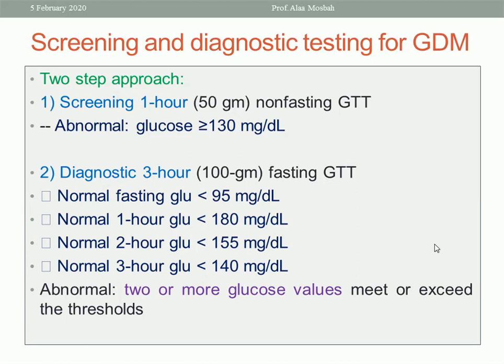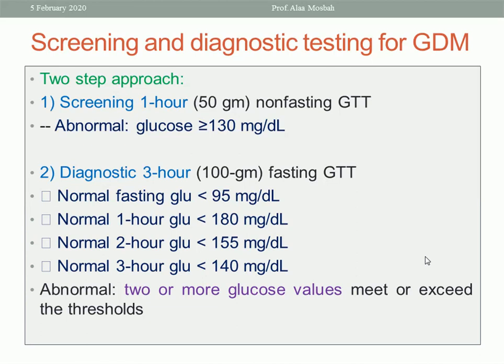So what are the normal values? Normal fasting glucose below 95 milligram per deciliter. Normal 1 hour glucose less than 180 milligram per deciliter. Normal 2 hour glucose less than 155. Normal 3 hour glucose less than 140 milligram per deciliter.